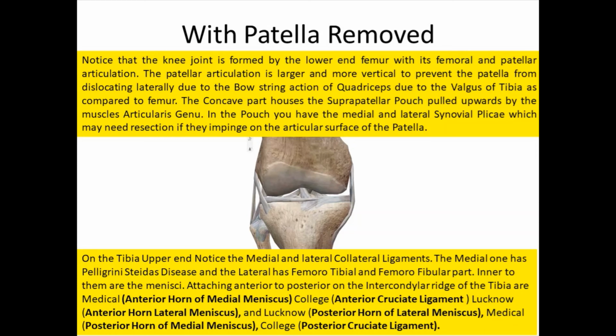Inner to them, you notice the menisci, and attaching anterior to posterior on the intercondylar ridge of the tibia are the words: Medical College Lucknow and Lucknow Medical College. Medial means anterior horn of the medial meniscus. College means the anterior cruciate ligament. Lucknow means the anterior horn of the lateral meniscus. Then again Lucknow means posterior horn of the lateral meniscus. Medical means posterior horn of the medial meniscus, and the posterior most is the college, which is the posterior cruciate ligament.